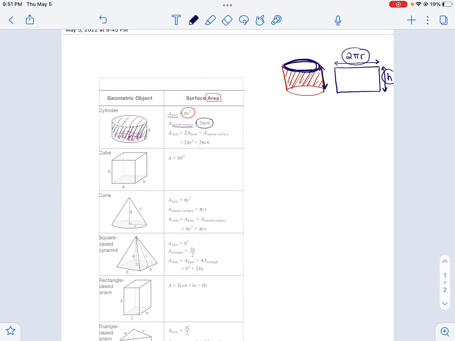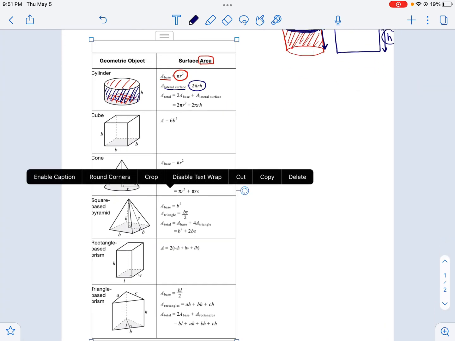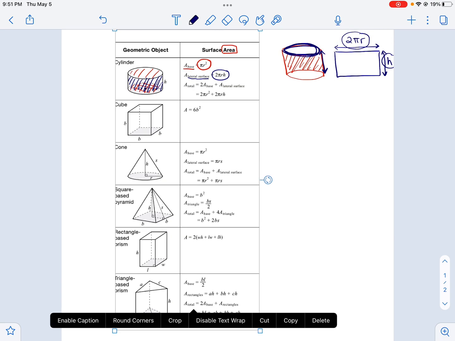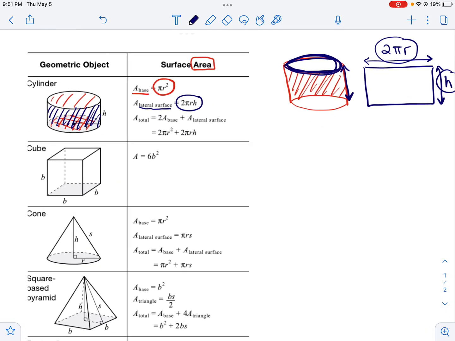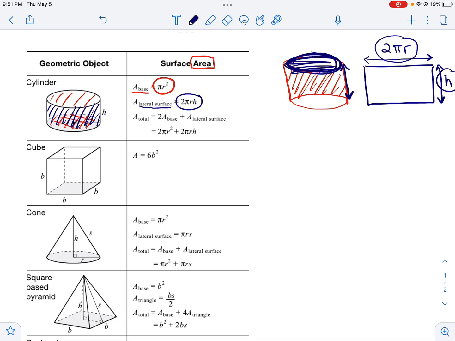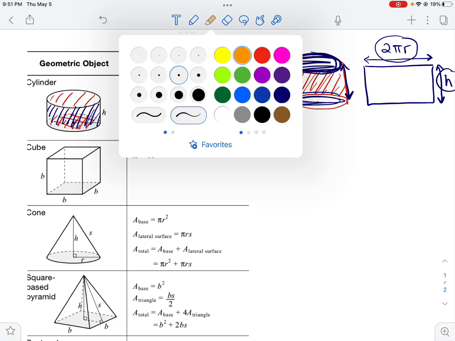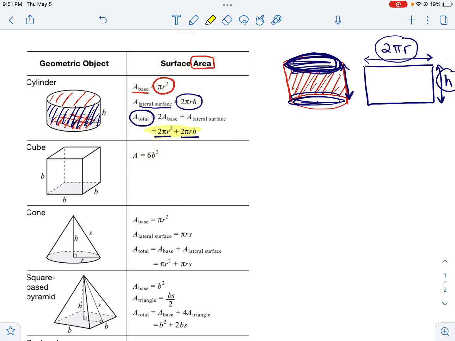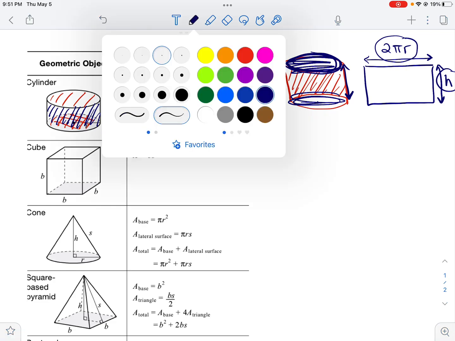And then when you put the whole formula together, it turns out you have two circles in a cylinder. So 2 pi r squared, plus you have the lateral surface, 2 pi r h. So the total surface area is this one down here. That's the formula you would need if you're calculating the surface area of an entire cylinder.